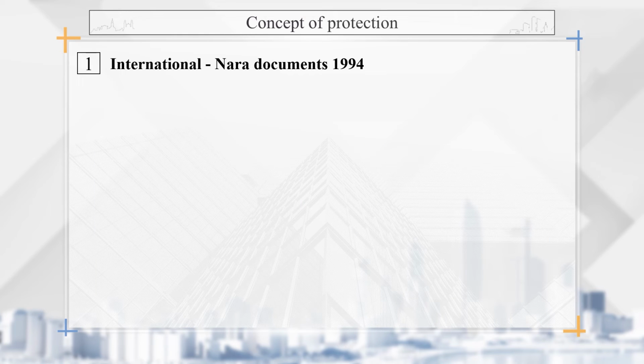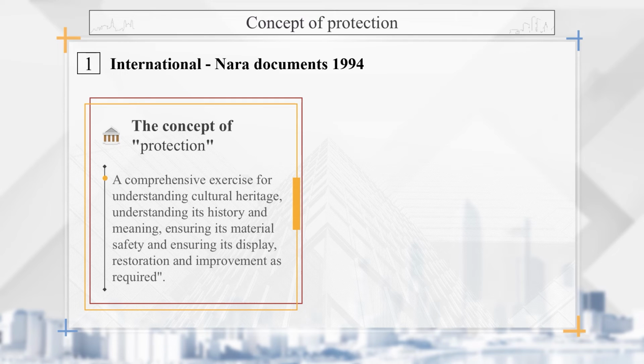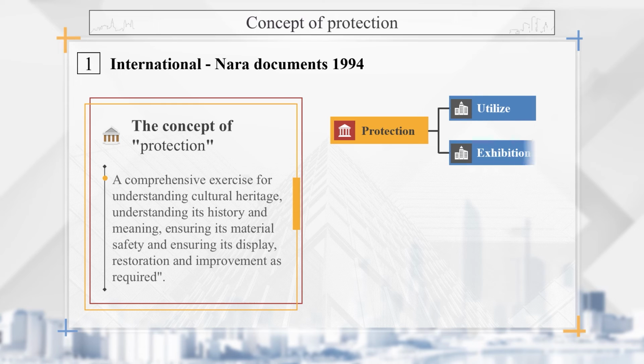Protection is defined in the NARA document issued in 1994 as a comprehensive exercise for understanding cultural heritage, understanding its history and meaning, ensuring its material safety, and ensuring its display, restoration, and improvement as required. The connotation of protection is more extended, and the utilization and display of heritage belong to the category of protection.